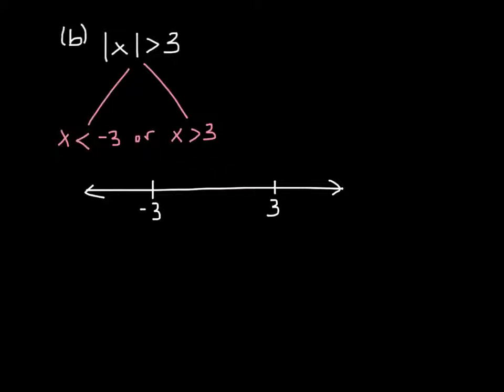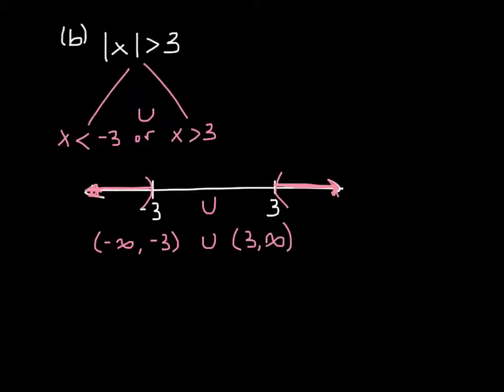So x is less than negative 3, which is going to be this way, or greater than 3. And or is a union, so it's just all of that combined. So then when I do my solution set, it's going to look just like this with the union symbol in the middle. So it's going to be negative infinity to negative 3, or 3 to infinity. So the union of negative infinity to negative 3 and 3 to infinity.